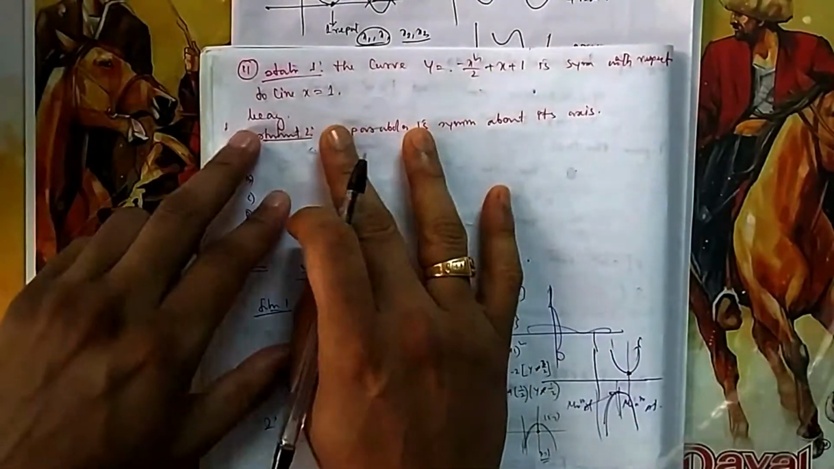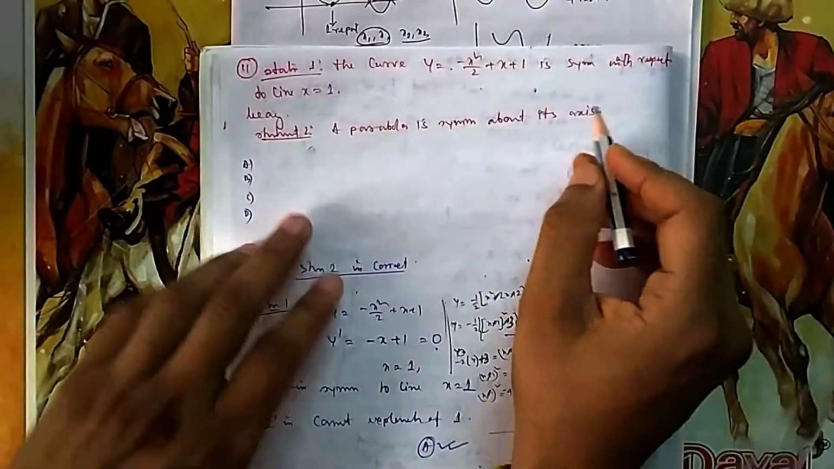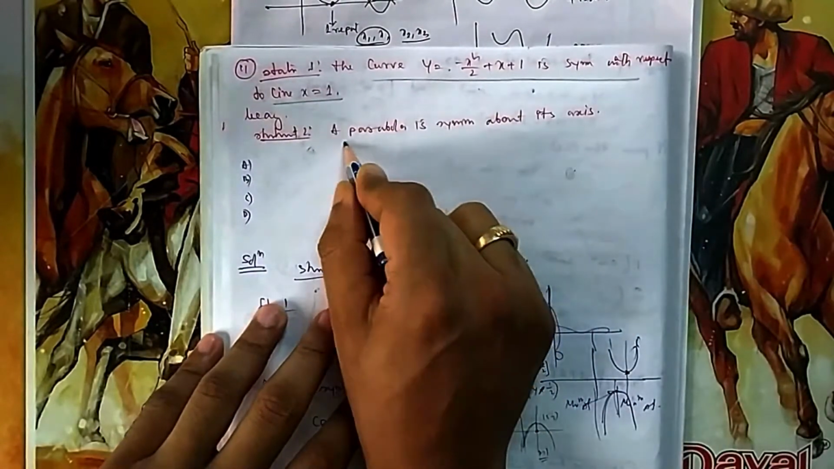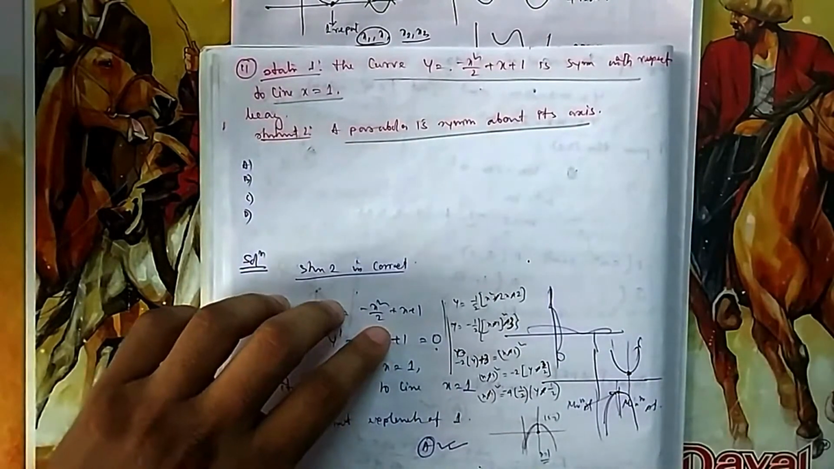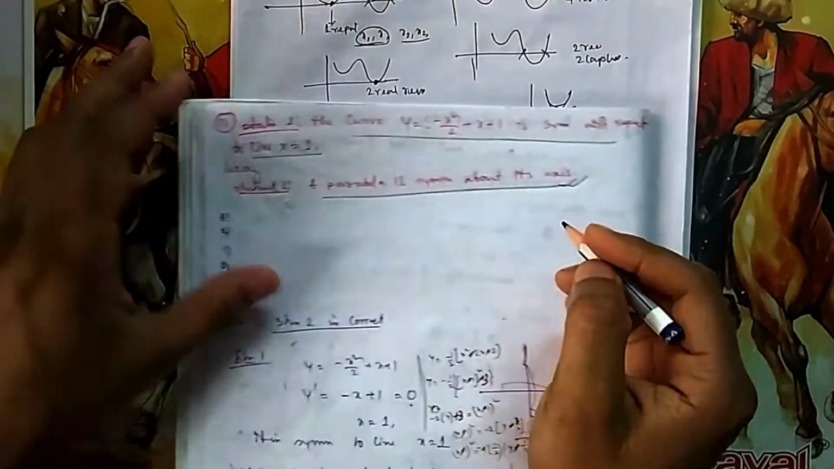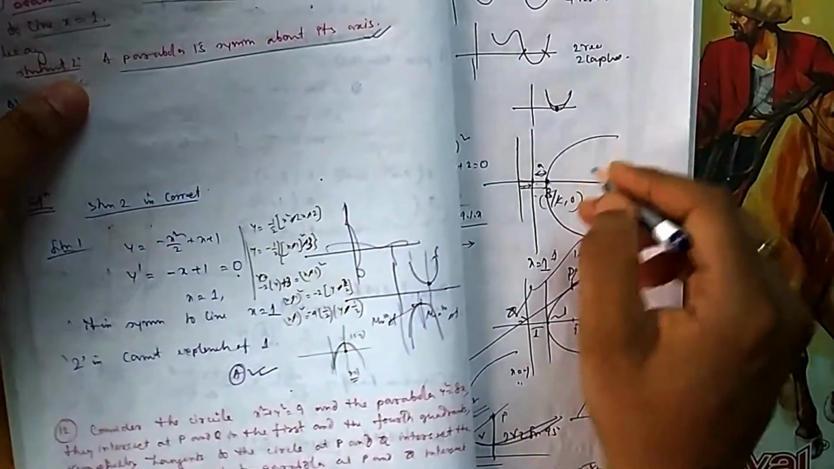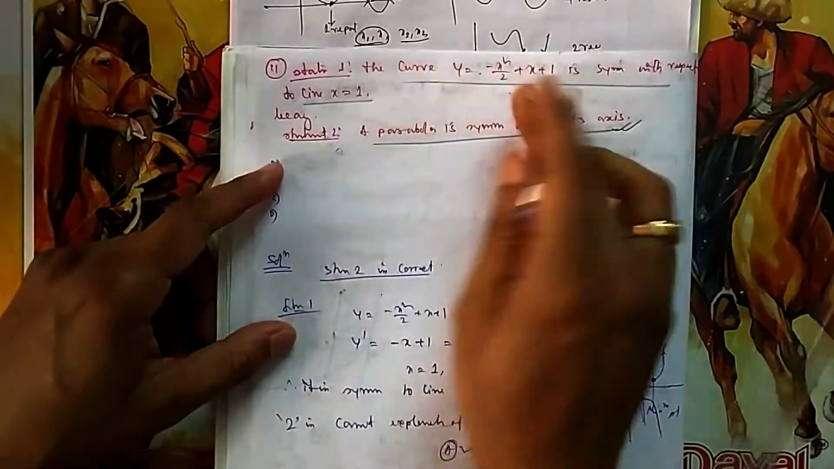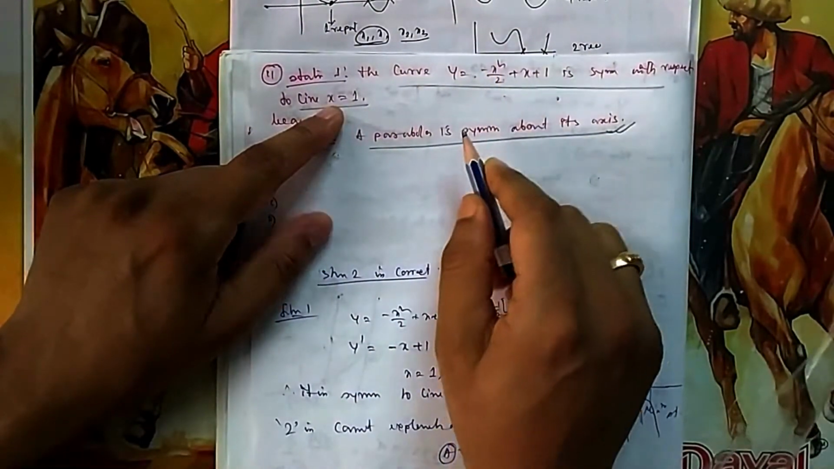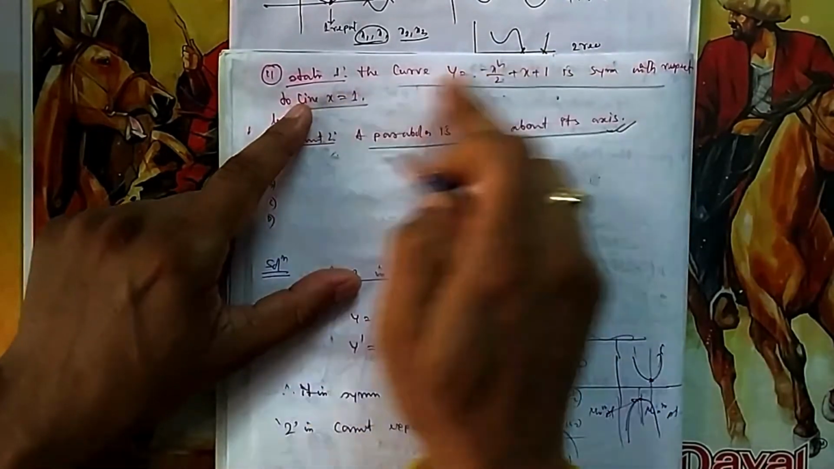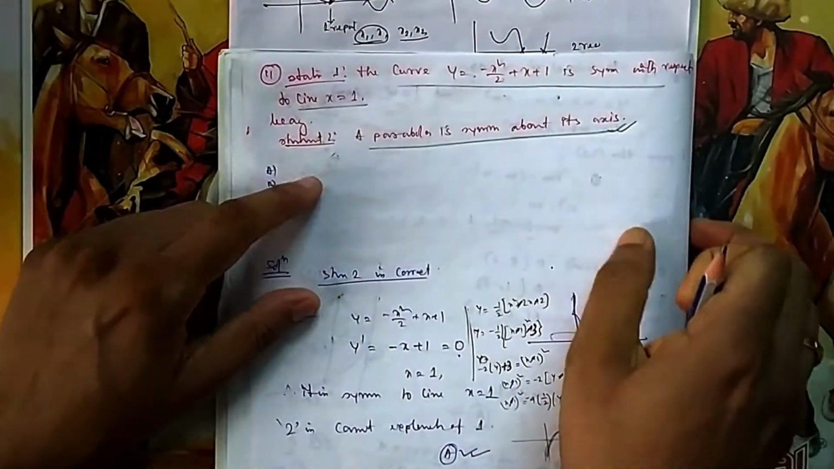Now if you come to question number 11, what they are asking here is that the curve is symmetric with respect to the line x equal to 1. The parabola is symmetric about its axis, so the second statement is obviously correct. A parabola is always symmetric about its axis. You can see this is its axis, that we have already seen, so it is symmetric about this axis. So 2 is always true. If you can find that this is the axis, then 1 will always be true and 2 will be the correct explanation, because if it is the axis then it will obviously be symmetric.